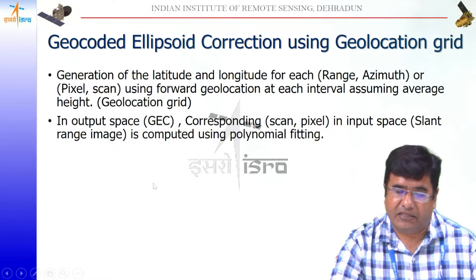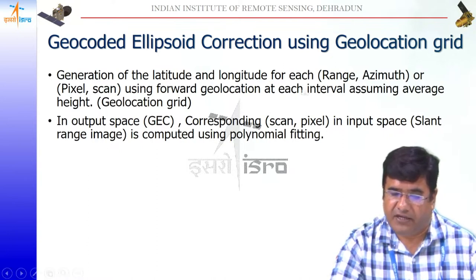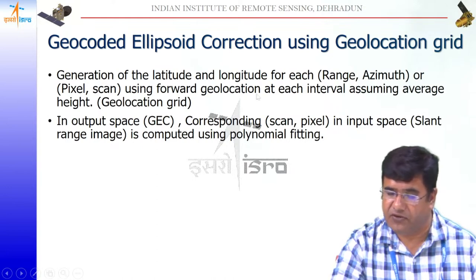Now, what is the geocoded ellipsoid correction using the geolocation grid? In the geolocation grid, we generate the lat long of each range and azimuth value, or pixel scan, using the forward geolocation at each interval, assuming the average height.